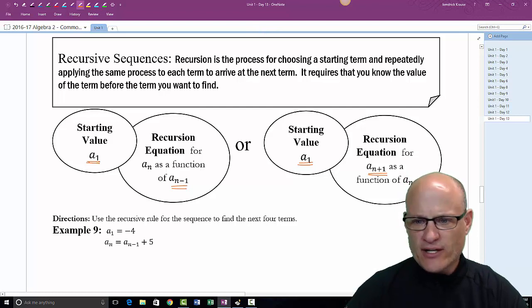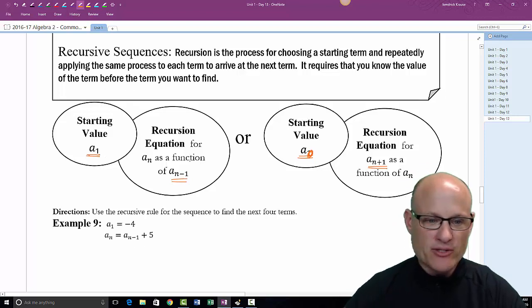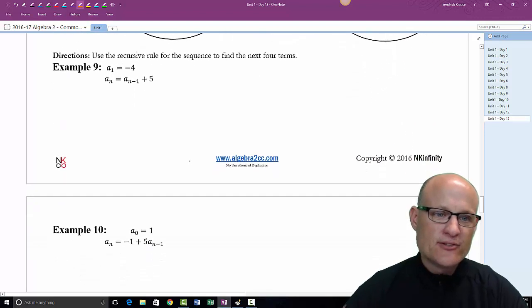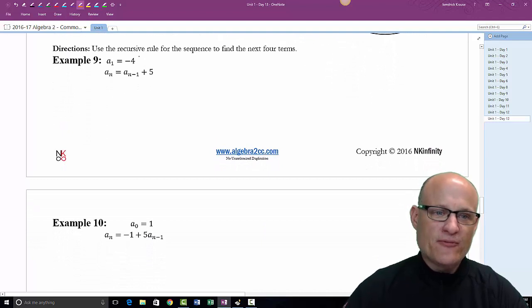Usually the starting value is, this should be a sub 0, I think. So this would be a sub 0. This would be the second term. This is a sub 1. This would be the term before it. Whatever. You'll see how we do this. So here's how it works. I give you the first term, and then I give you a rule.